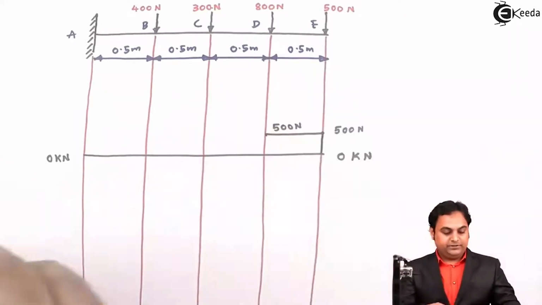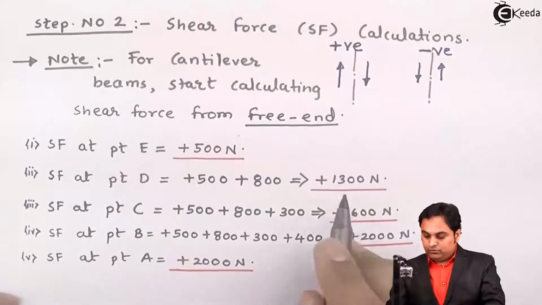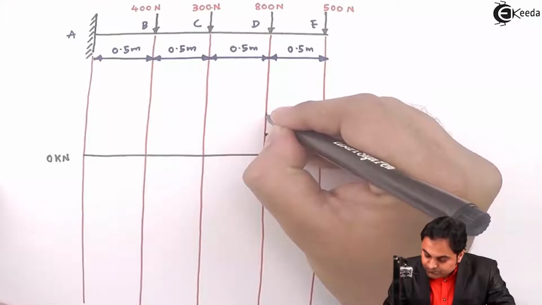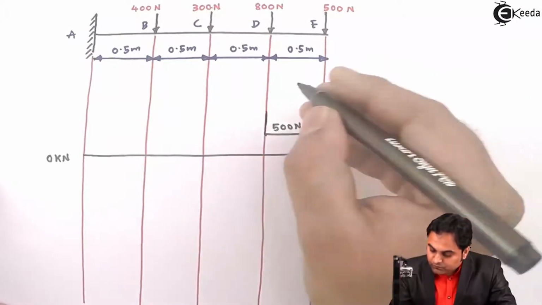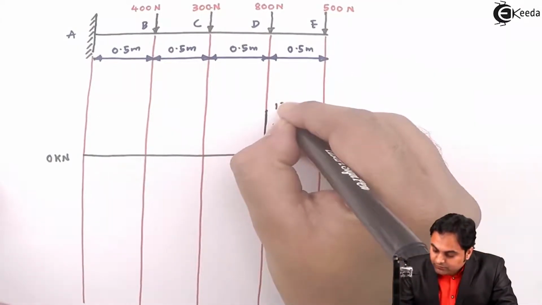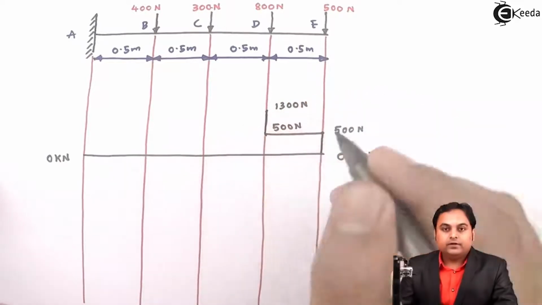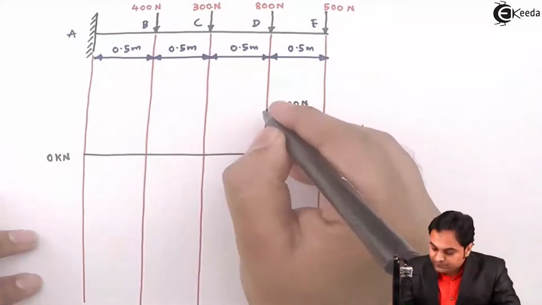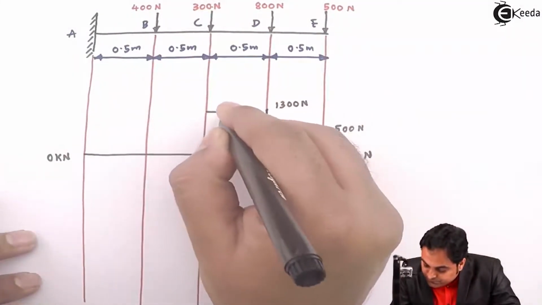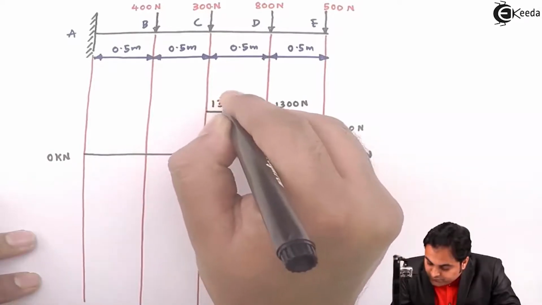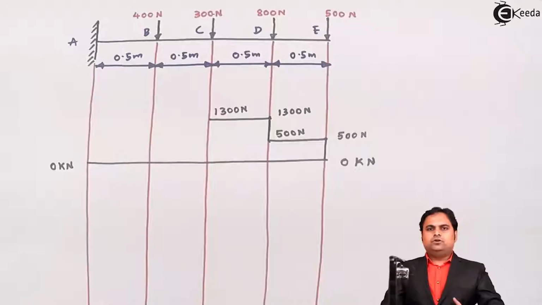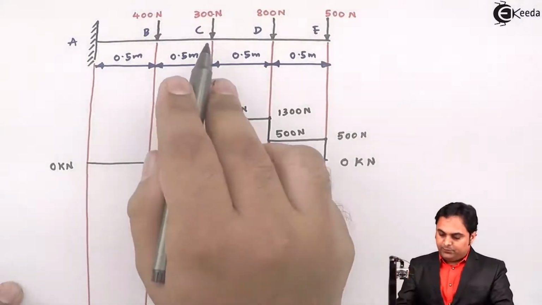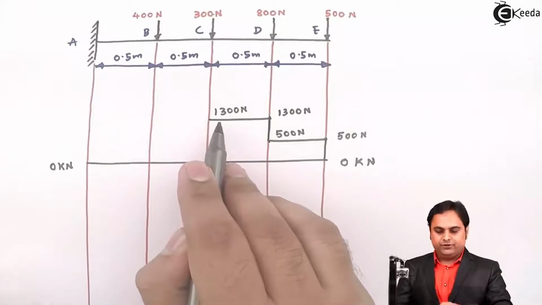Next, at point D, the value goes up to plus 1300 Newton. So it will increase. It will be 1300 Newton plus. This value will go up to the right of C, as between D to C there are no forces. So here it is 1300 Newton. So now, as we are plotting the shear force diagram, at point C the load is 1300 Newton.